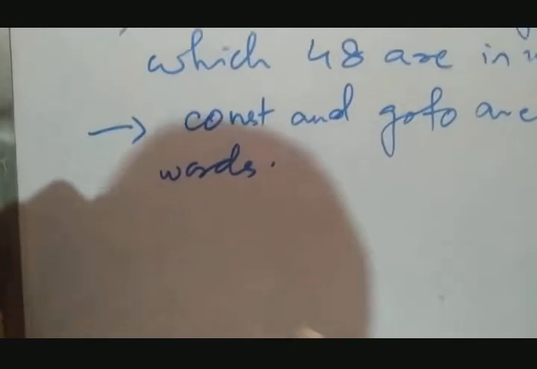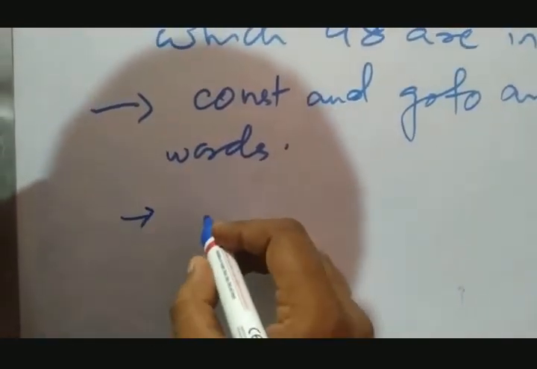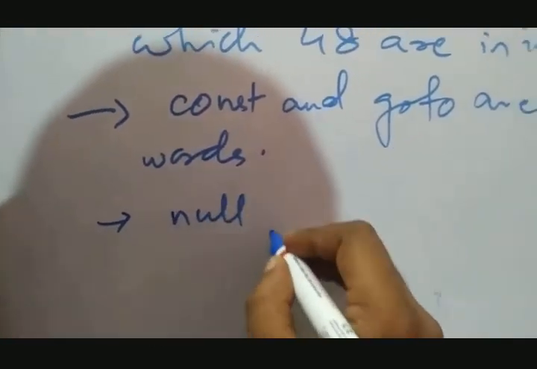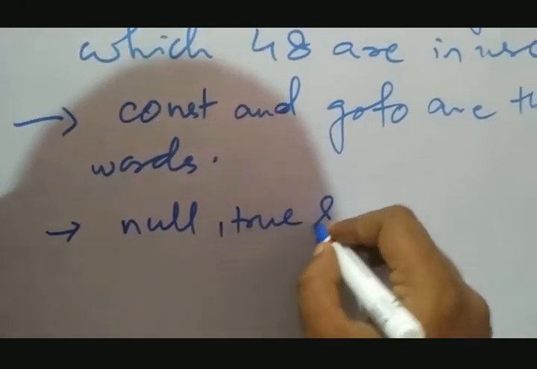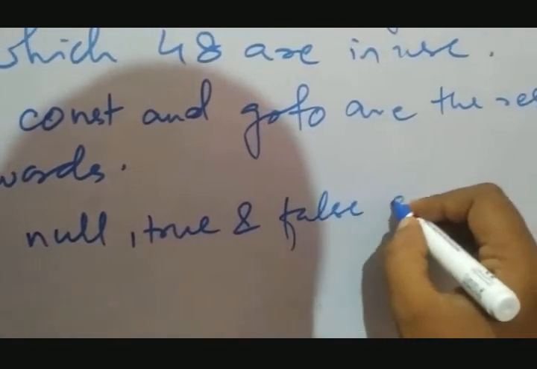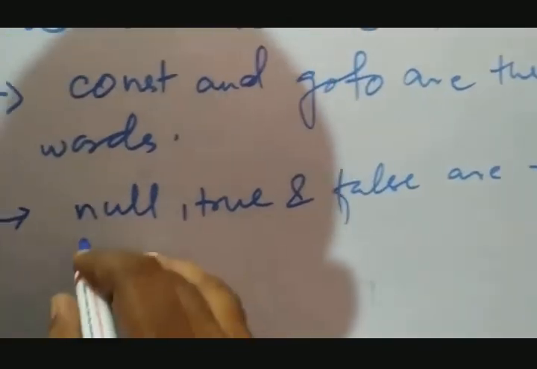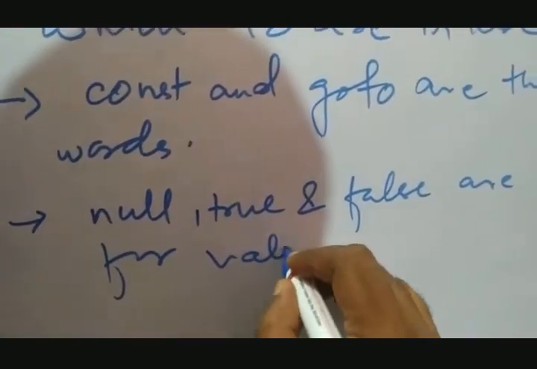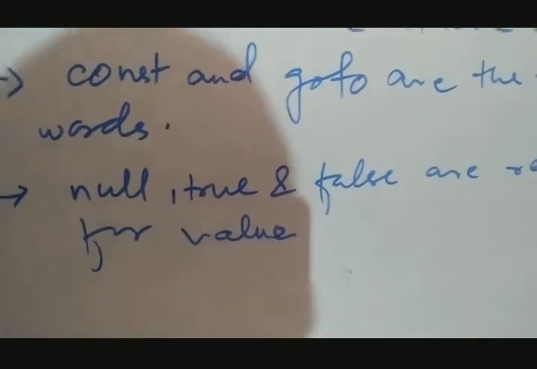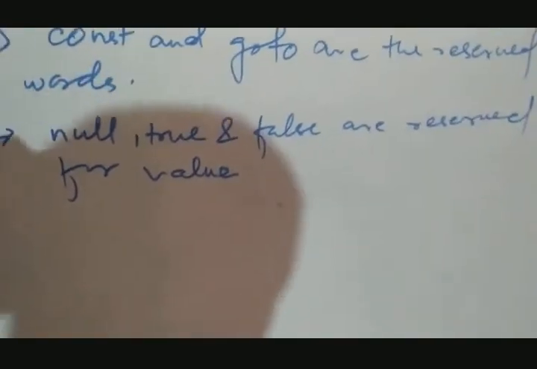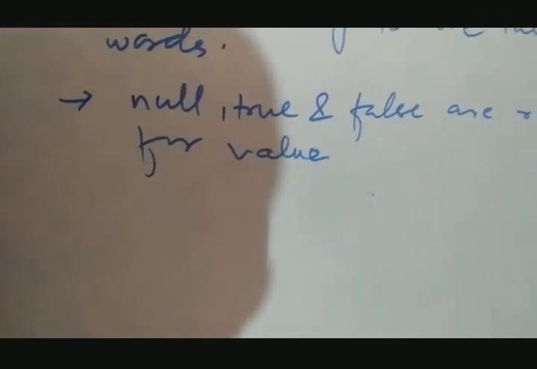Now one more thing about it. Null, true and false are reserved for value. They are reserved as a value. You cannot use them in the program. You cannot use them as an identifier.